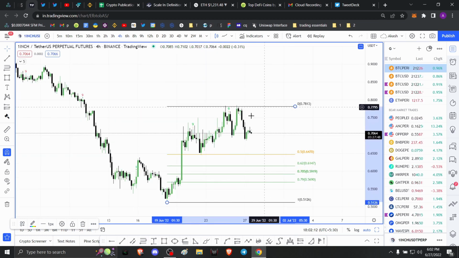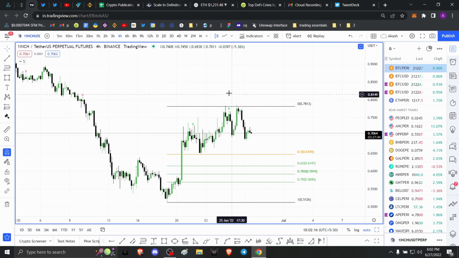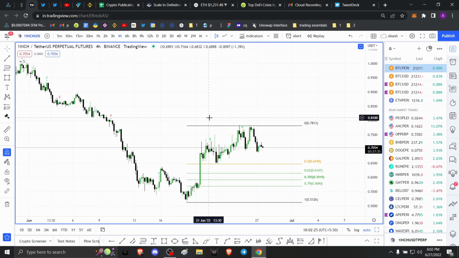So how do you use this? Basically find a swing low, and then find another swing high. Use the Fib tool from swing low to swing high, and bam, you're done. You get this. Another important thing that I have to mention is that when I select a swing high, make sure that it is a higher high and not a lower high.